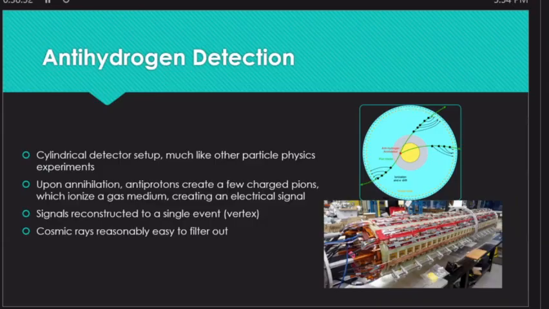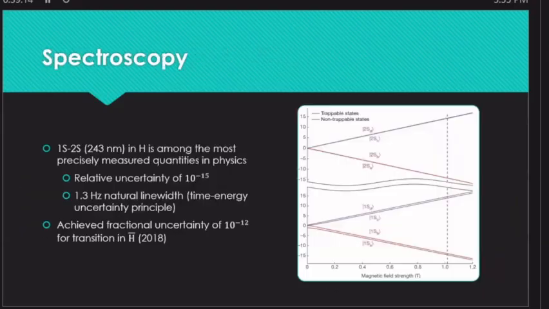The biggest problem for this is the presence of cosmic rays, which also pass through the detector and create these electrical signals. Luckily, cosmic rays are far, far higher energy than what we're dealing with. So while these lines are curved, those lines are mostly straight, and our algorithms can pretty easily distinguish them. All right, so I'm on to spectroscopy.